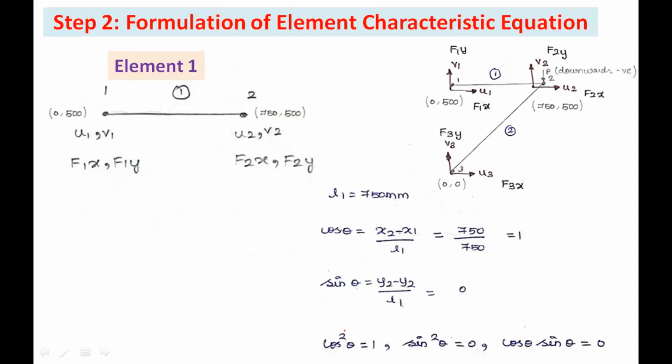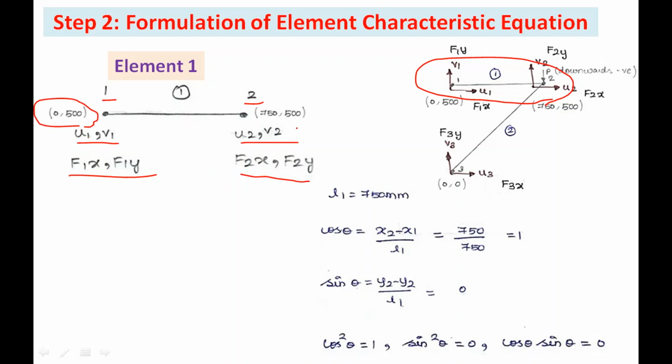We have to formulate the element characteristic equation for each truss element. So first we will take up element 1. Element 1 is the horizontal element with node 1 and node 2. Here element 1 alone is shown, with node 1 and node 2. At node 1 we have U1, V1 nodal parameters, U2, V2 for node 2 and F1x, F1y, F2x, F2y the force components. And nodal coordinates are given as 0, 500 and 750, 500.